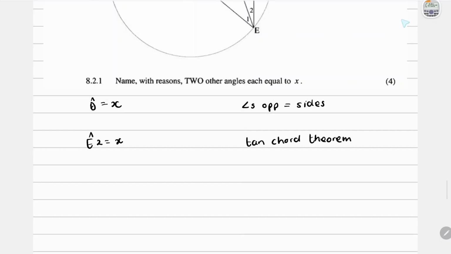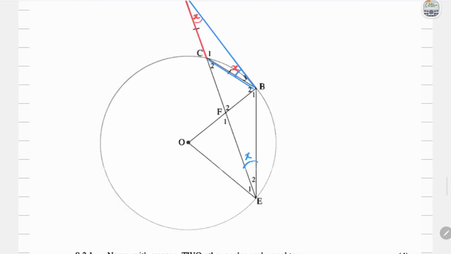Moving on to the next question. Question 8.2.2 says, express angle EOB in terms of X. Okay, so let's look at that angle.